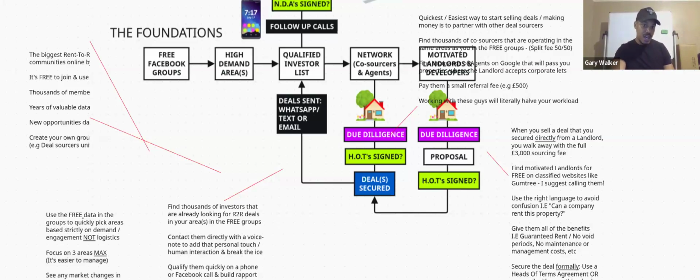Now we can send it straight out to our investor list. Before I go to talking about sending it out to the investor list, let me just quickly talk about the landlords and developers part of the process as well. It's very similar. The landlord or the developer has the property. We do our due diligence. We go back to them with the proposal, as you can see here. We get our heads of terms signed if they're happy with what we proposed, and now the deal is secured, right? So in both situations, we're basically just going through this quick process, and we want to get here where the deal is secured formally so we can send it out.